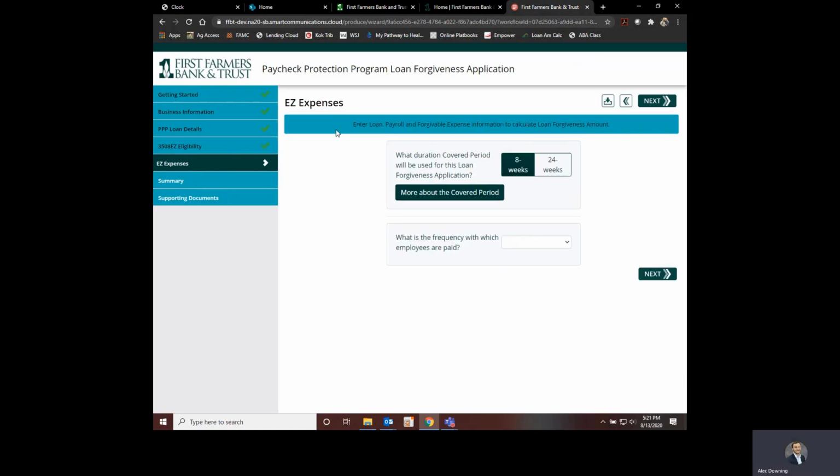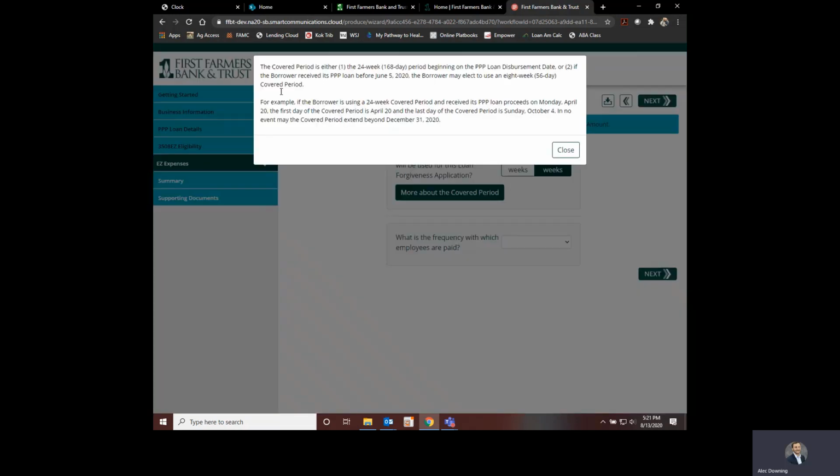Now again, we're going to look at the expenses for the EZ form. You're going to enter your loan, payroll, and forgivable expense information to calculate the loan forgiveness amount. We are going to look at the 24-week covered period. Typically for most of our borrowers, especially if you just applied for your own net income, we encourage you to pick the 24-week period, as that'll be helpful for you.